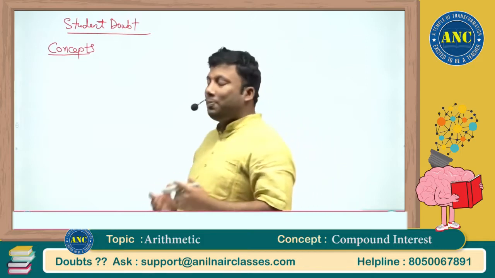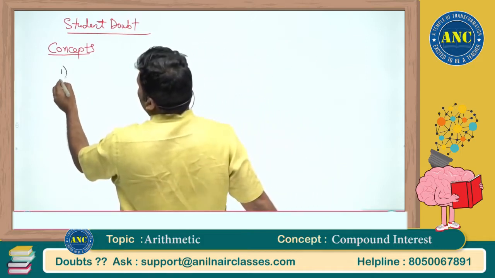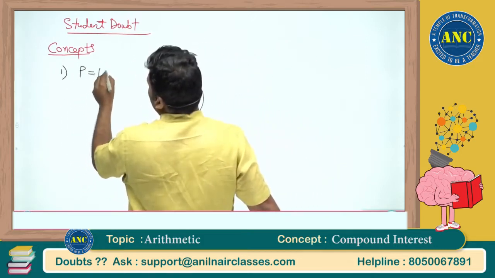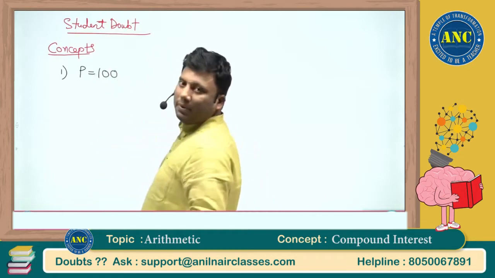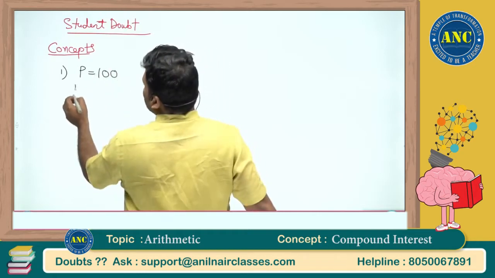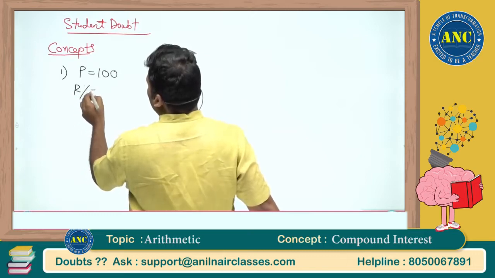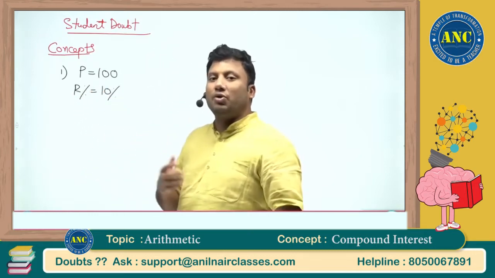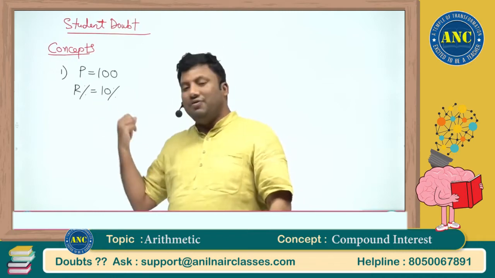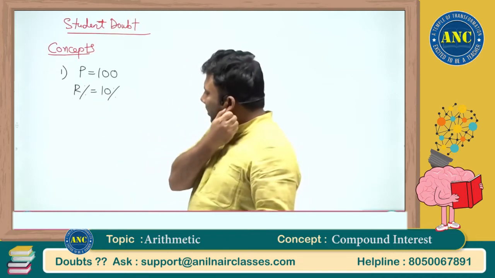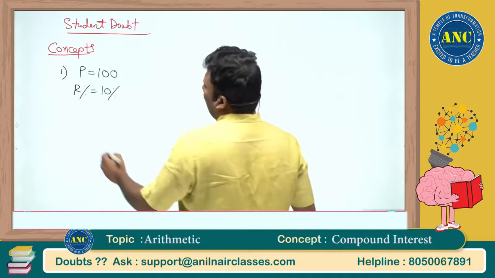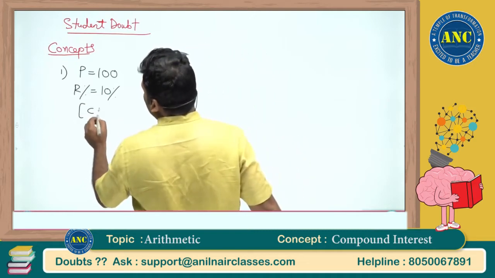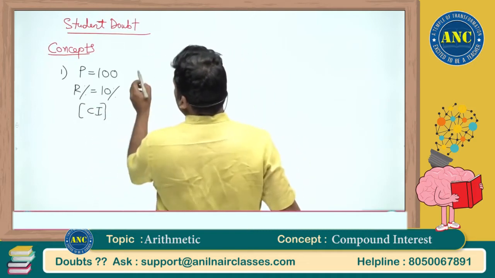Let me take, suppose I do not have money. I need 100 rupees. I went and asked my friend for 100 rupees. He gave me some money, which is 100 rupees. P is 100. He said, hey Anil, you are using my money, so you have to pay me extra. I said, how much do I have to pay you extra? He said, for every 100 rupees, you need to pay me 10 rupees extra. Now, what will happen? It is in compound interest.